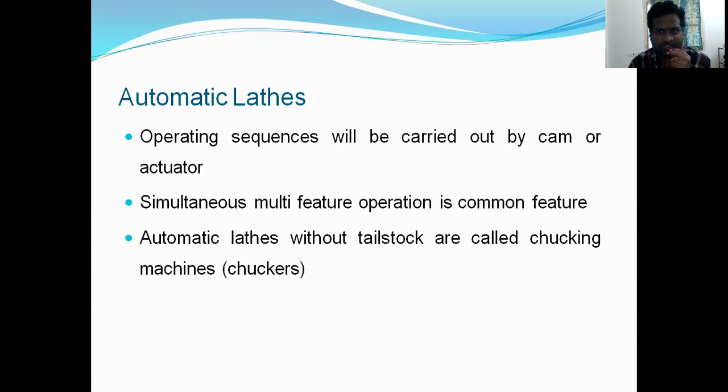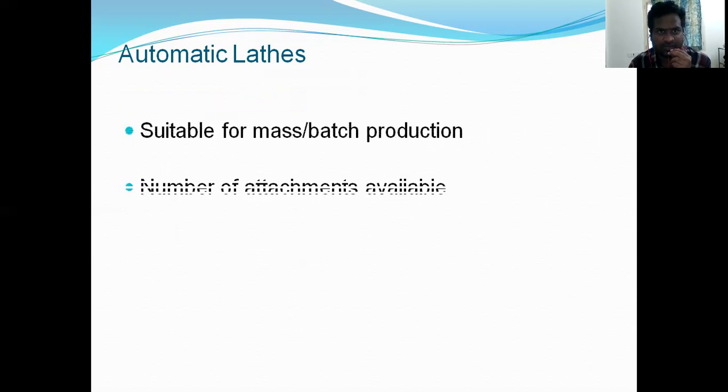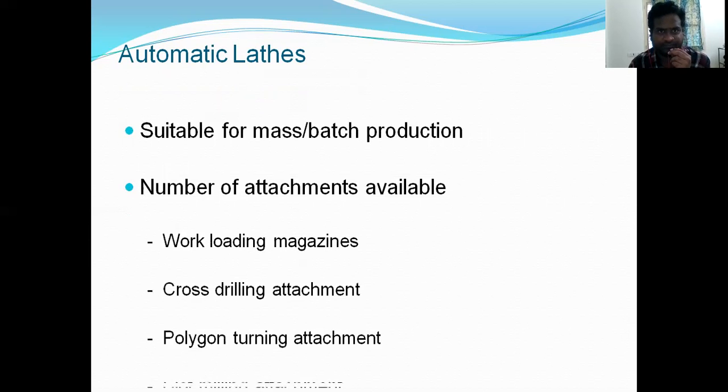Automatic lathes without an bar stock are called chucking machines. We already know that an automatic lathe without bar stock we can call a chucking lathe. Automatic lathes are suitable for mass batch production, and a number of attachments are available: work loading magazines, cross drilling attachment, polygon turning attachment, slot milling attachment. Understood? These are all points we have learned, but we are recalling them in today's session.